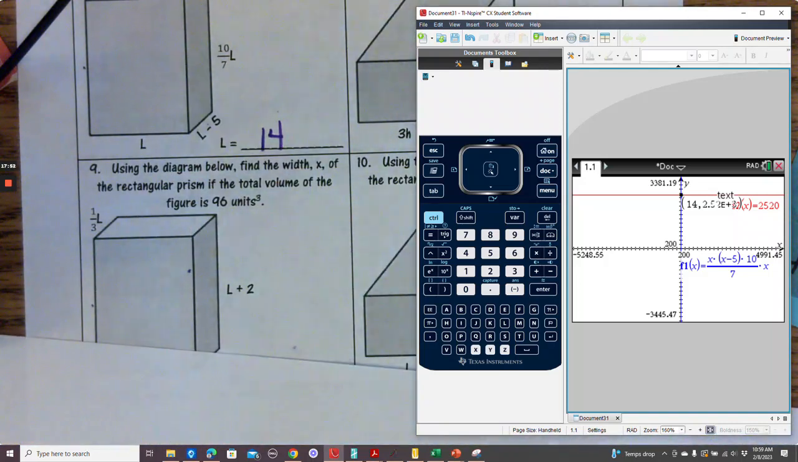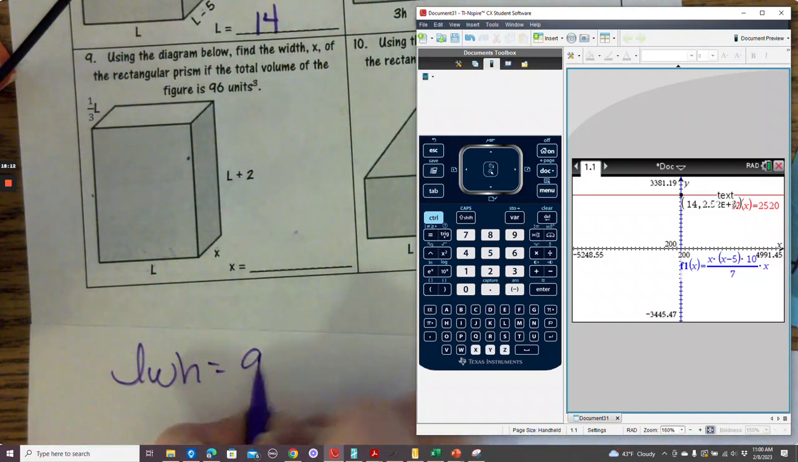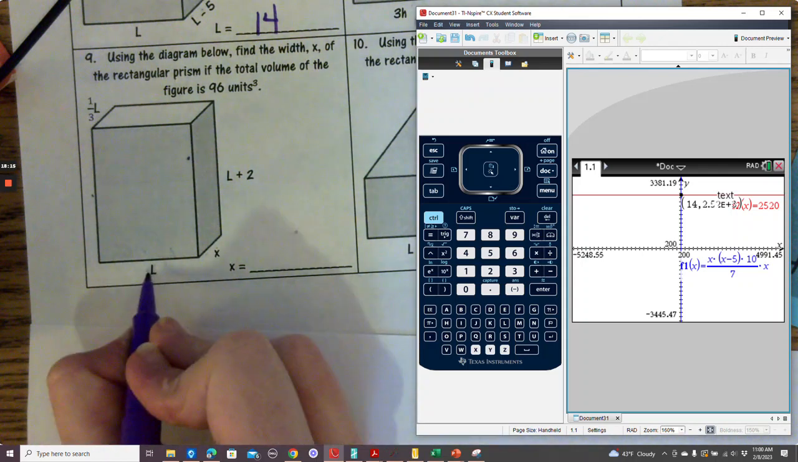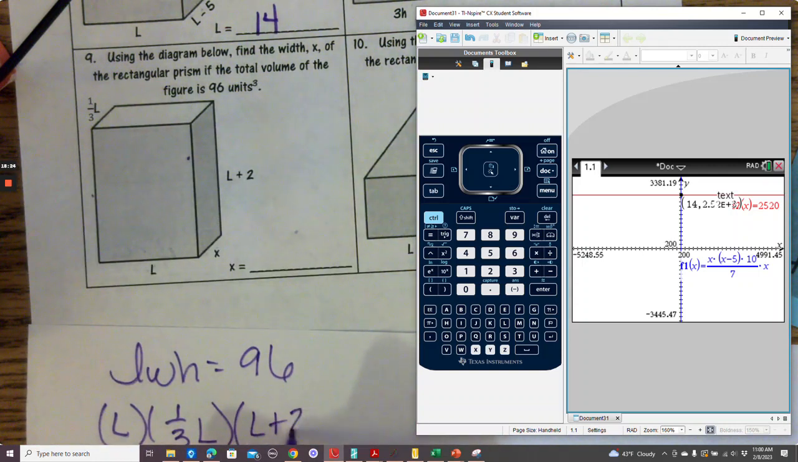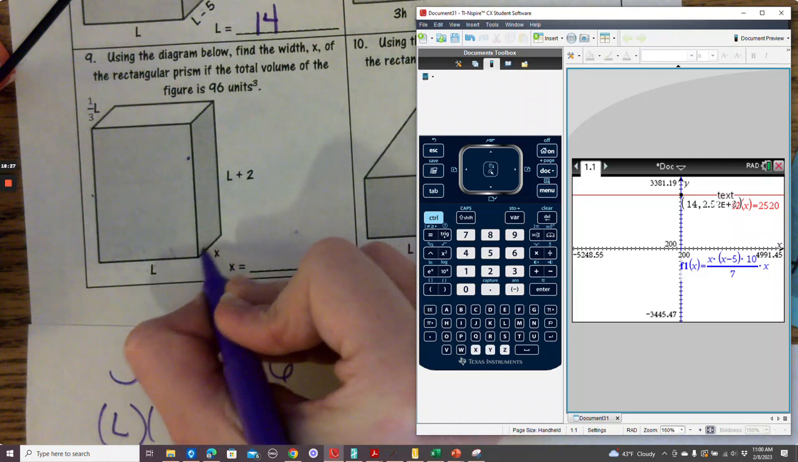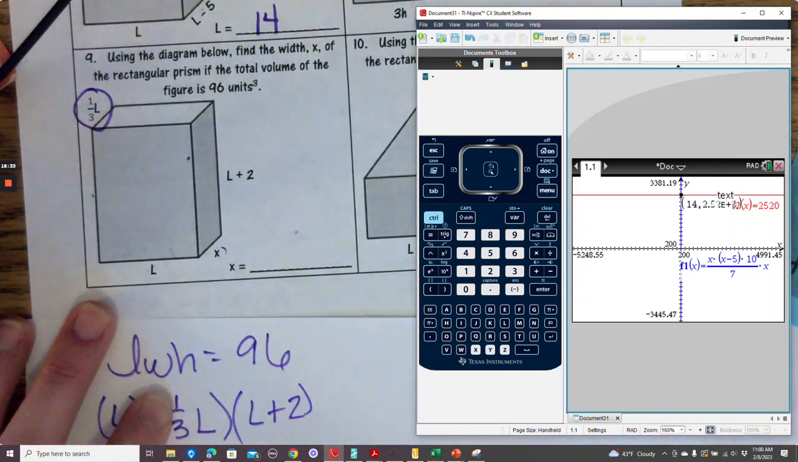All right, number 9. This time, it's a two-stepper like we did on that last one with the sphere. So length times width times height equals 96. Length is L. Width is 1/3 L. Height is L plus 2. But in the end, here's what it wants. It wants this value. So whatever answer we get here, we've got to go back and multiply it by 1/3.